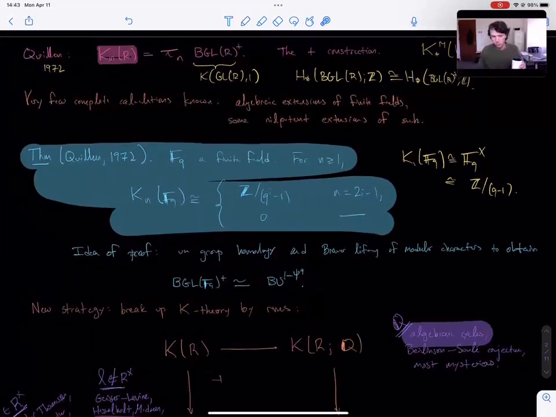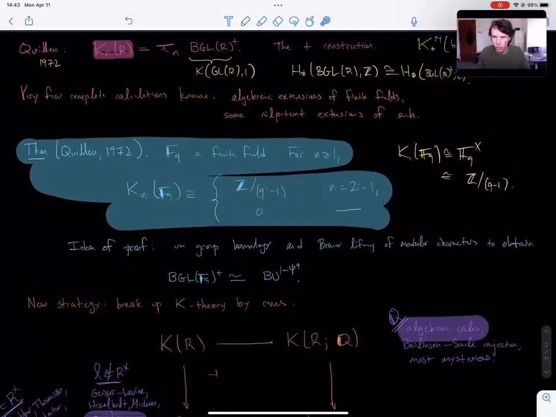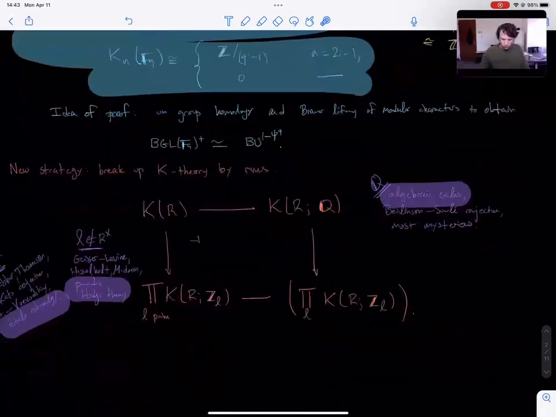So beautiful, kind of landmark theorem, and in a certain sense, still the only base case that we know of any calculation of K groups. Any other K groups that have been computed use this as an input. Okay.